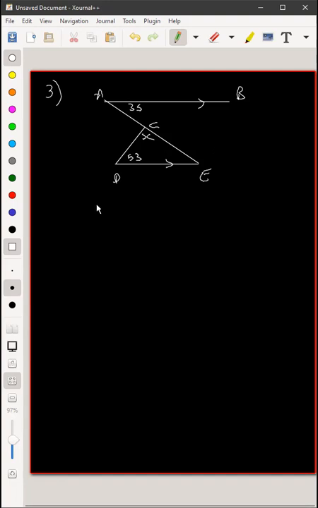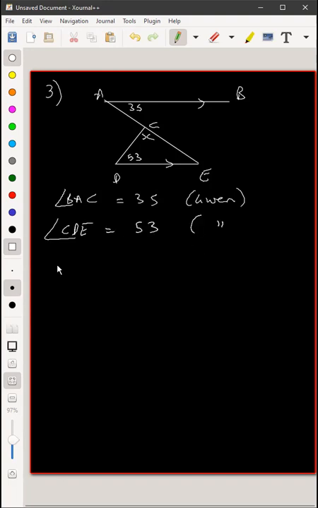So first we will write angle BAC is equal to 35 degrees, given. And angle CDE is 53 degrees, again given. And we have to find angle DCE, that's the question mark. I named that as X. So now how do I do that?